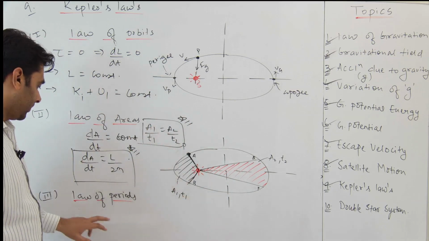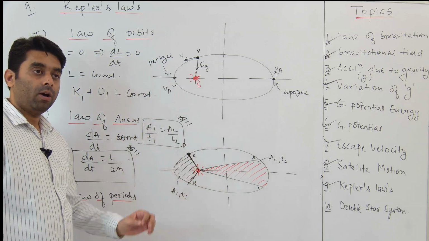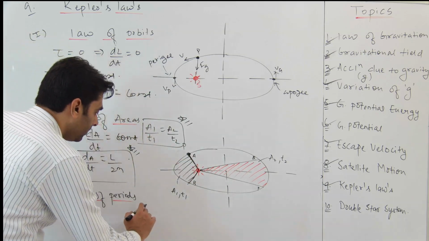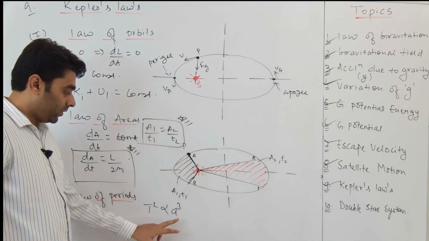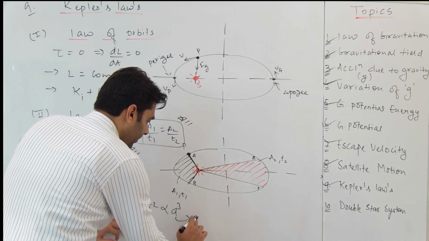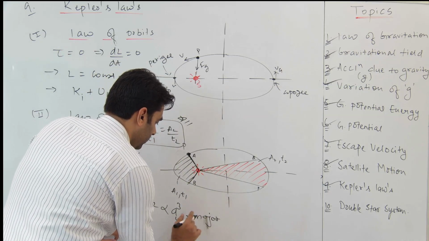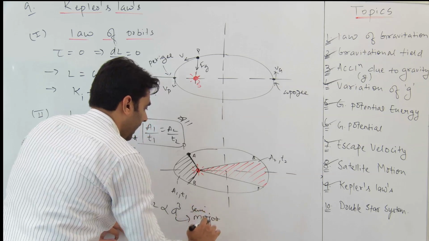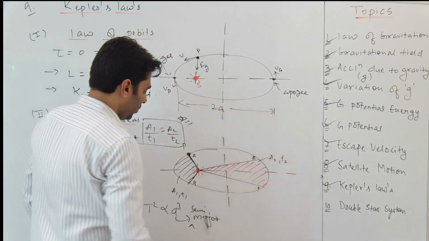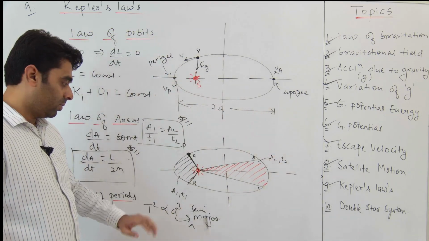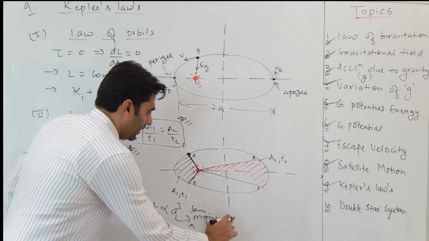Fine. Third, the law of periods. It talks about your time period. What is the time period of the planet? On what factor does it depend? So it says that the square of the time period is directly proportional to a cube. What is a over here? A is our semi-major axis. As we know, this is our ellipse. In an ellipse, this is 2a. So the time period squared is directly proportional to the cube of the semi-major axis. Fine. Okay. Let's move ahead.